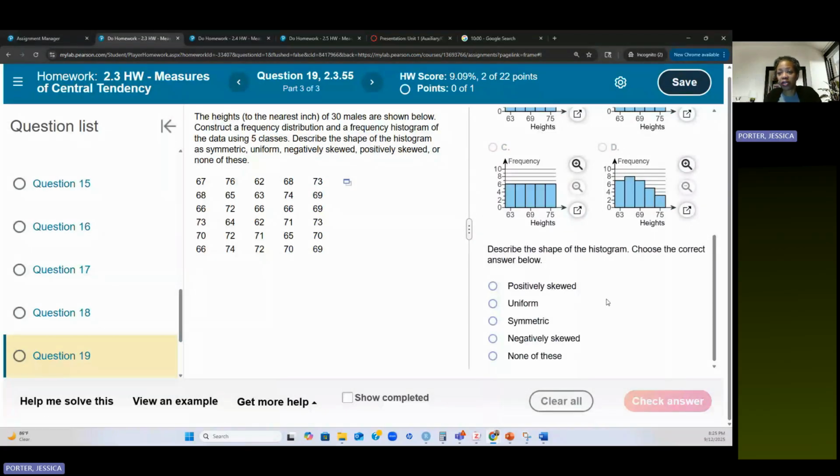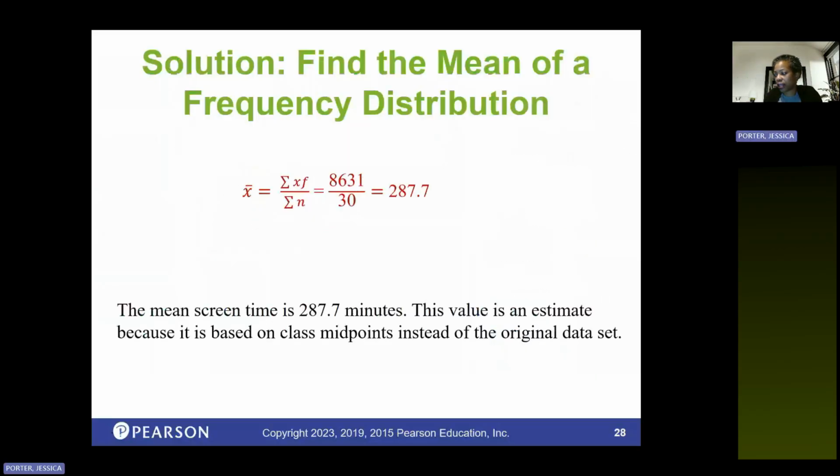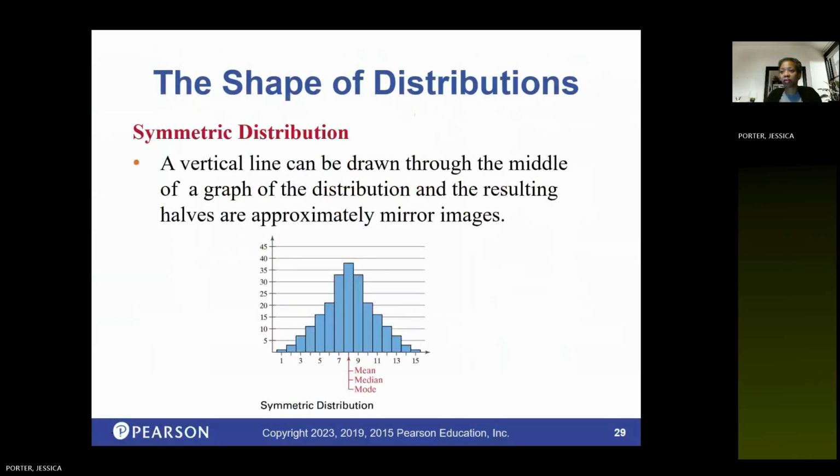And we haven't talked about skew yet. I think that's next. All right. I say thank you for that.